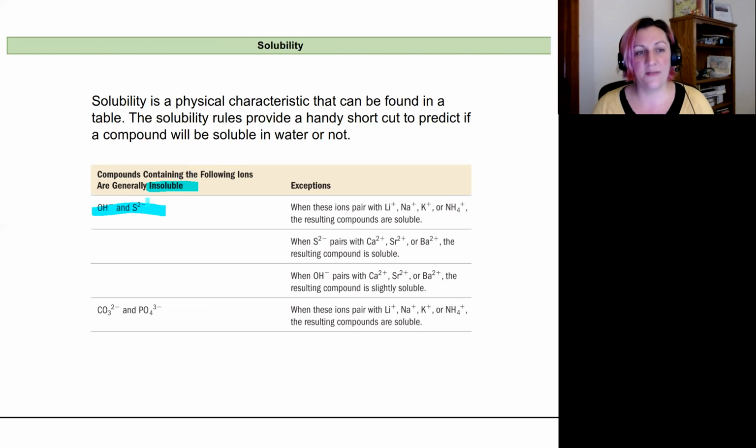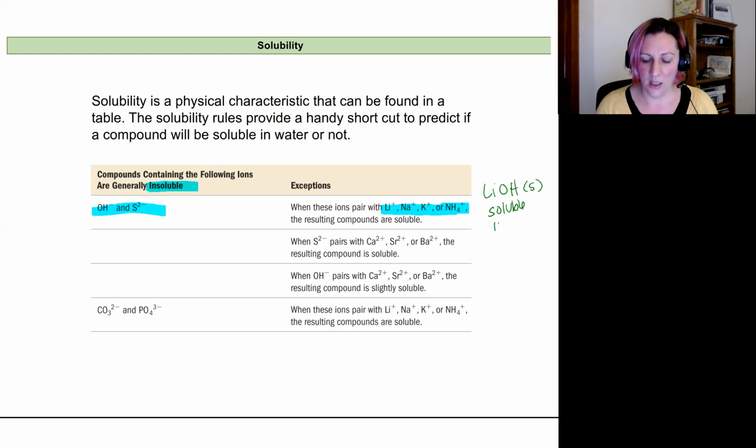The exception is if the cation that is paired with that ion is something in group 1, like lithium, sodium, or potassium, or ammonium, NH4+. Then those solid ionic compounds would be soluble. So it's like saying lithium hydroxide would be soluble in water, whereas something like calcium hydroxide is more likely to be insoluble.